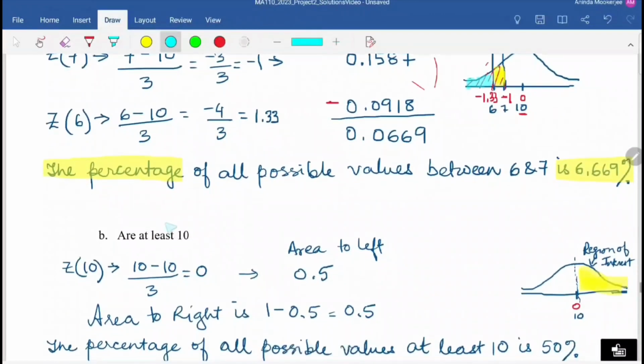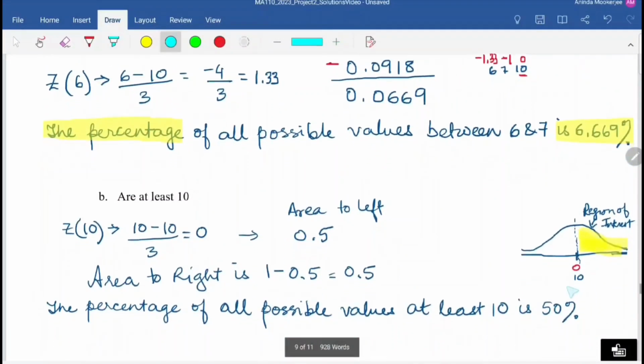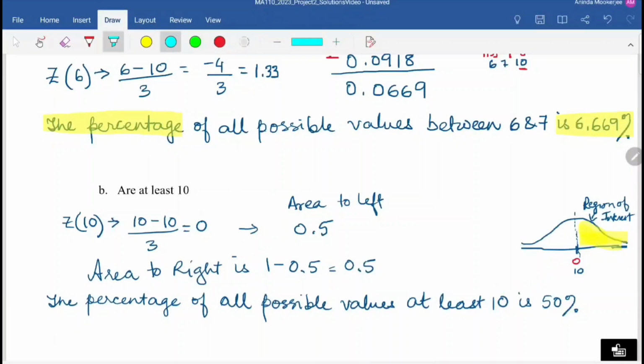The next question says, are at least 10. So again, draw a diagram. Start with a diagram. At least 10. Where is 10? 10 is also the mean, right? Now, what does at least mean? At least means that 10 is the lowest value. It could be everything higher than that, greater than that. So 10 and higher. So it essentially means greater or equal to 10.